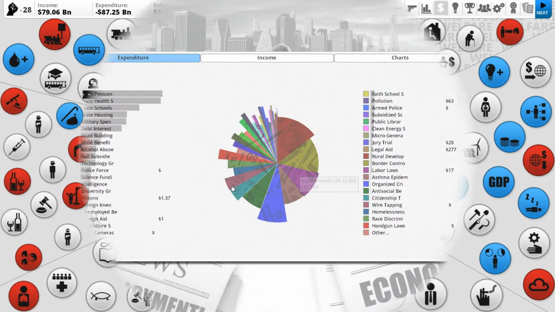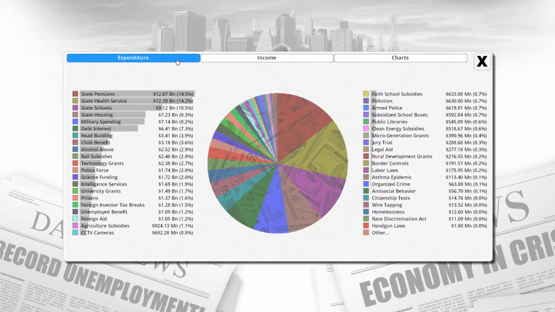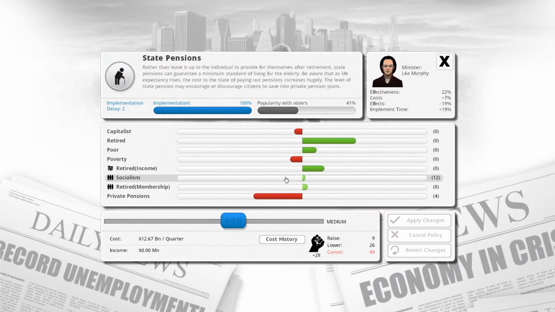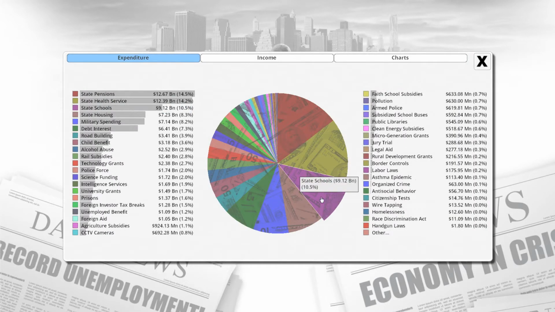First thing that I want to look at is our charts and graphs here. Look at our expenditure, because there's usually something that you put a lot of money into that nobody likes. In this case, it's not state health service. Everybody seems to like that. State pensions only has 41% popularity with voters, and we're paying almost $12 billion into that, so we could probably lower that a bit. It's going to cost us 26 points, which is most of what we have. So first let's take a look at some of our others.